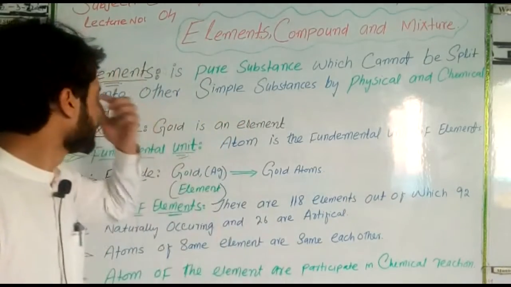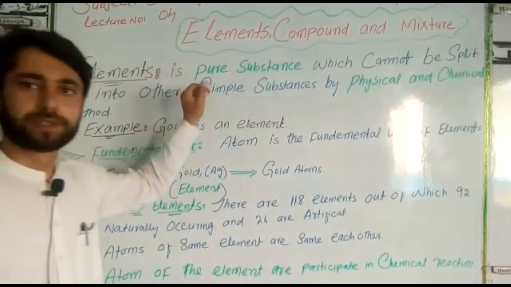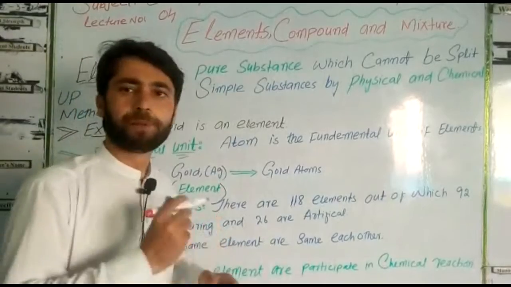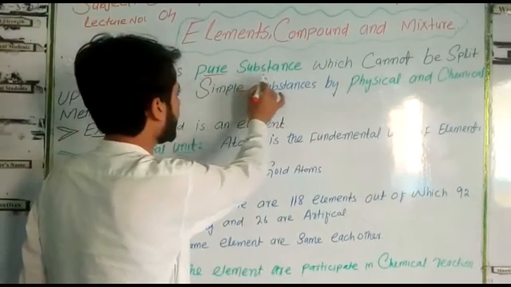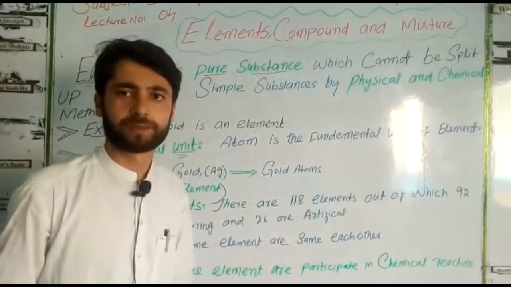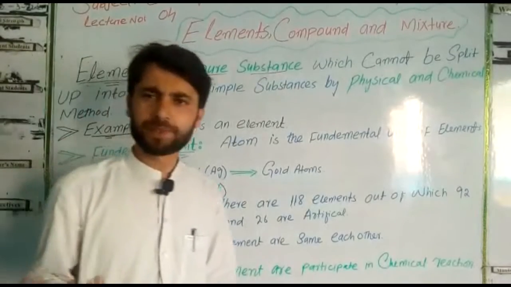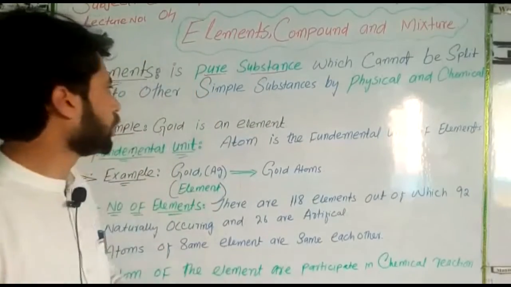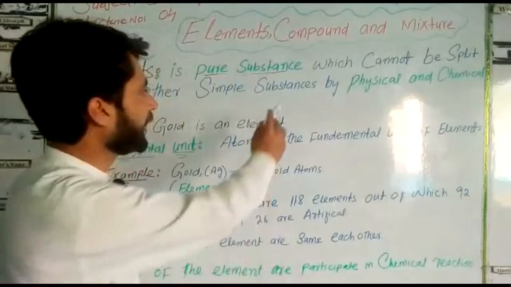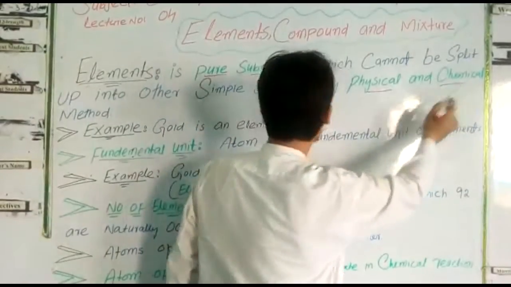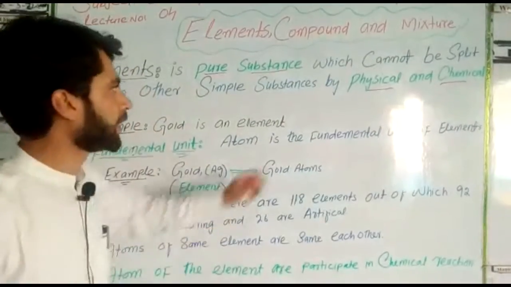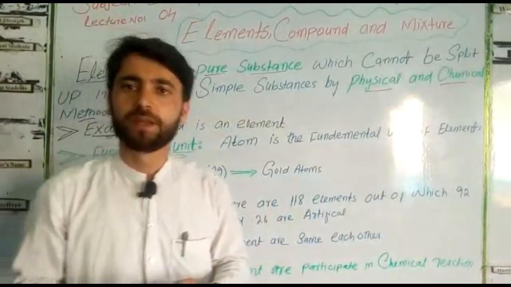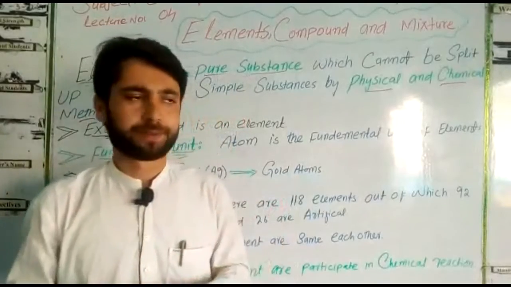This is the definition of element. The first line is the definition of element. Element is a pure substance. Here I underline the word pure substance. It means element is a pure substance which cannot be split into other substances by physical and chemical methods. I underline 3 important points, which are the basic definition of element.